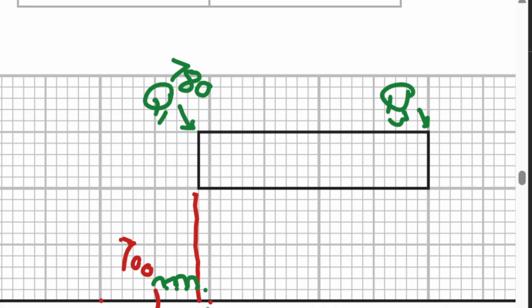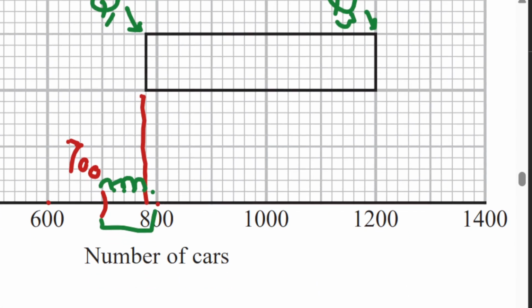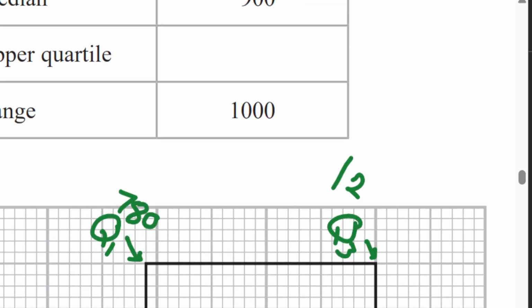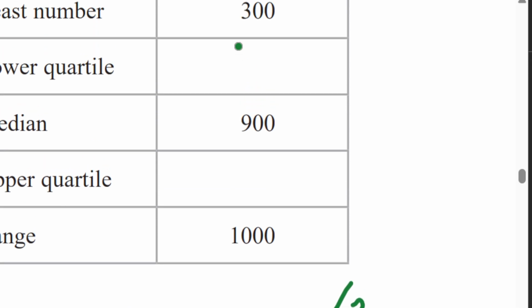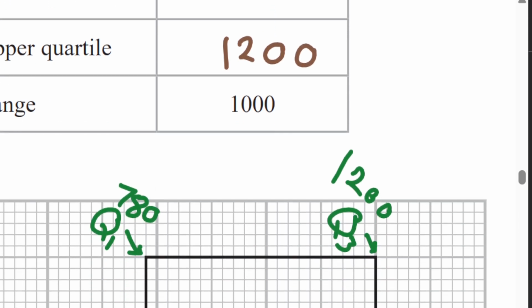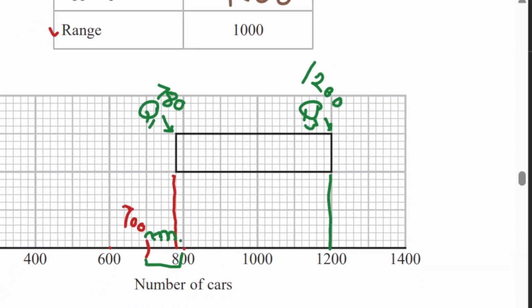Similarly, we need to find Q3. It's just 1200. This is easy. Q3 is 1200. Now let's put this back in the table. The lower quartile, Q1, is 780, and the upper quartile is 1200. So we did complete the table. Now we need to complete the drawing here.